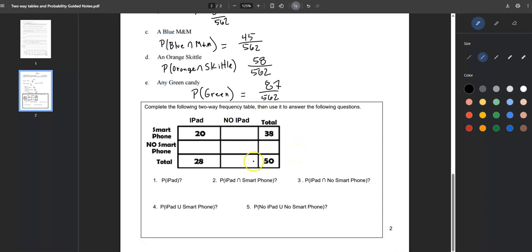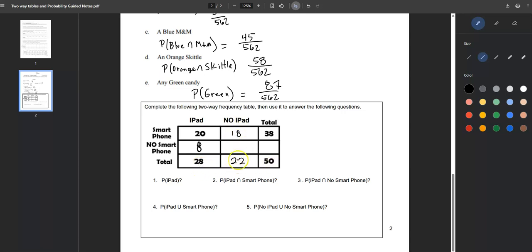We've got a different table. Let's say we've asked 50 people whether they own a smartphone or not and whether they own an iPad or not. Okay, so we're going to fill out this table to start with. To get this number, all I've got to do is go the total minus the other number. So this would be 28 minus 20, which is going to give me 8. Okay, I can go vertically as well. So I need to go 38 minus 20, which would give me 18. And go vertically here. Again, that would give me 22 because 50 minus 28 would give me 22.